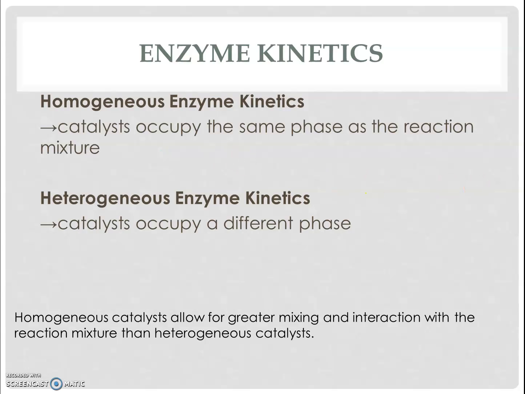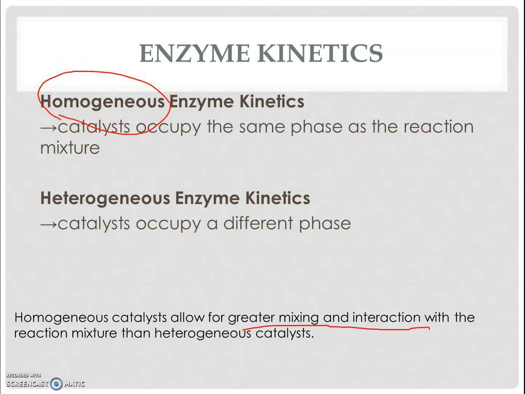In the enzyme kinetic reaction, there are two types of conditions, which are the homogeneous enzyme kinetics and the heterogeneous enzyme kinetics. As we all know, homogeneous is where the reaction occurs in the same phase, and heterogeneous, obviously, is in different phases. For the homogeneous, the catalyst allows for greater mixing and interaction between the enzyme and the substrate itself. So in this topic we are focusing on the homogeneous.